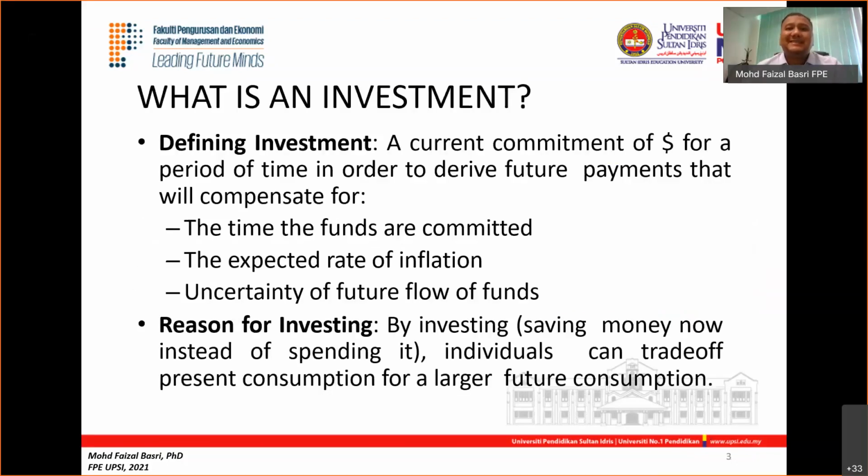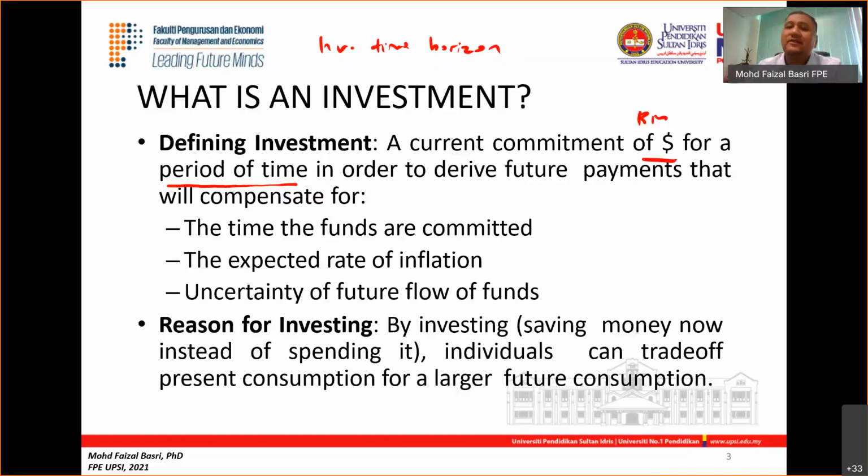So first of all, what is an investment? This is the definition of investment, whereby you set aside a current commitment of dollars, or in our case in ringgit, and we set aside that commitment for a period of time. The period of time, usually we call it the investment time horizon. The time horizon indicates how long we have for our investment.